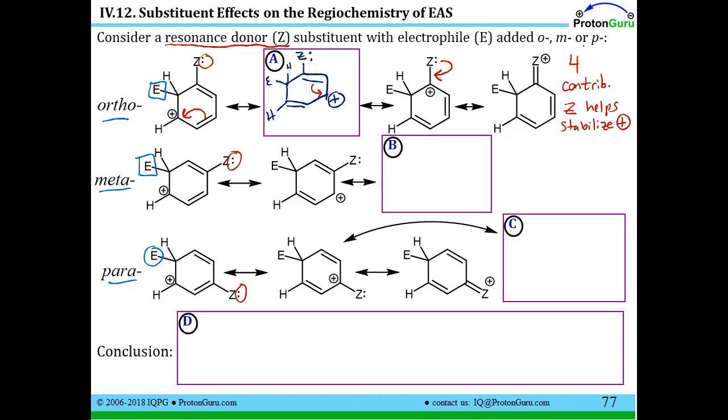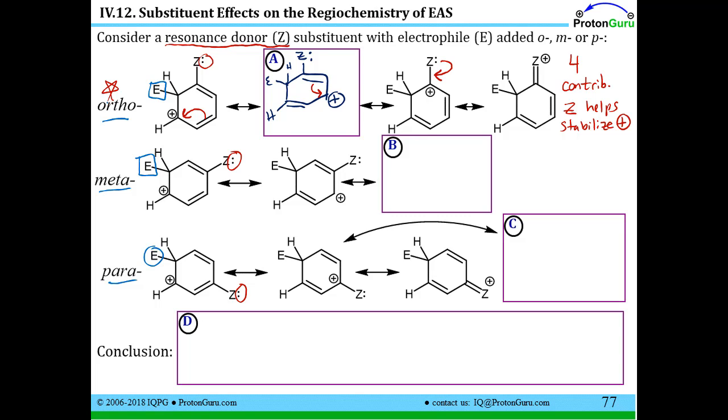And in these 4 potential resonance contributors, we also see that the substituent Z can help stabilize the positive charge. That occurs when we have the ortho substitution. So that suggests that the ortho substitution pattern has some extra stabilization. Well, that could be true for all of these. We haven't examined them all yet.